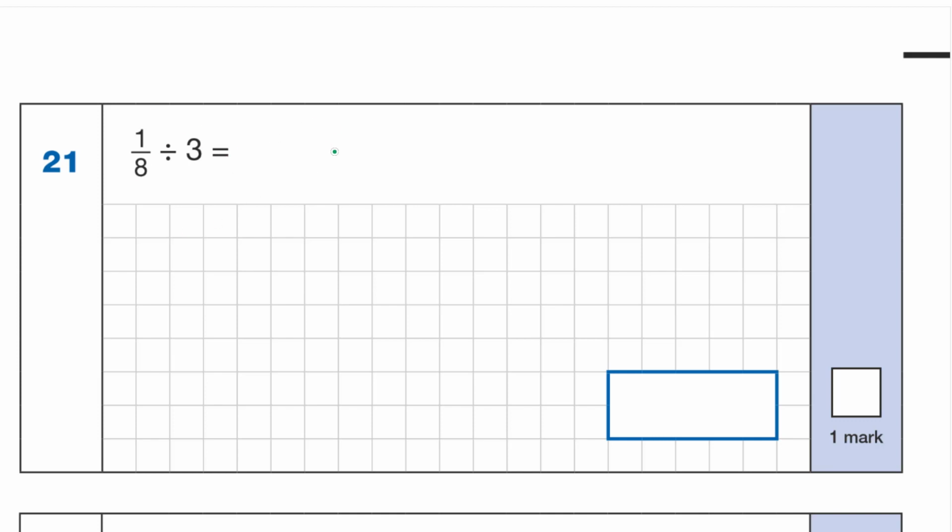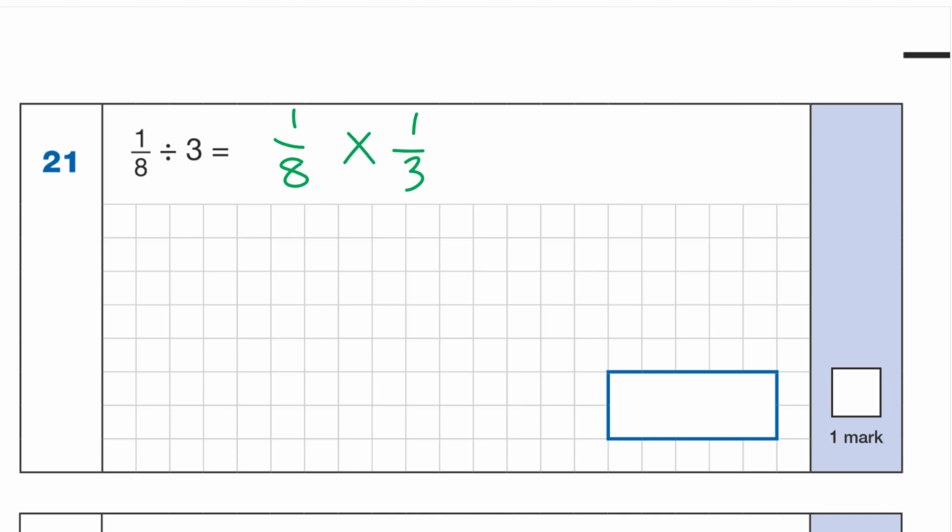Dividing by 3 is the same as timesing by a third. So you just take the number you're dividing by, your divisor, and that becomes your denominator, and you put a 1 above it. Any number that you're dividing by is the same as multiplying by that number as a fraction. It's called inverting it. So I can put my 1/8 like that. 1/8 times a third is the same as 1/8 divided by 3.